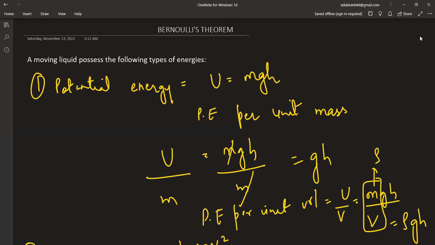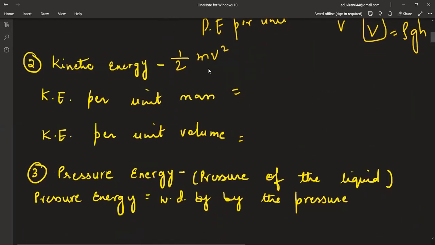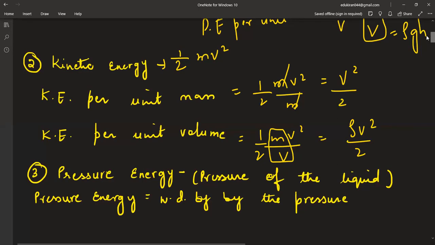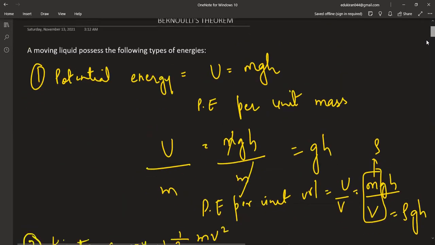If we are talking about kinetic energy, kinetic energy is half mv square. When we write kinetic energy per unit mass, it's only v square by 2. When we write kinetic energy per unit volume, that is half mv square by volume. Again, mass by volume is density, so it will be rho v square by 2. We'll be using these energies per unit mass and per unit volume in Bernoulli's theorem. That's why I'm writing this separately.